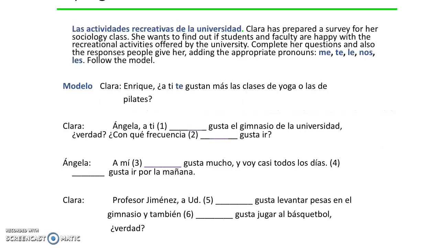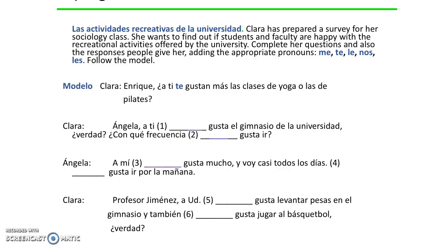Okay, so I have an activity here. What I want you to do is complete the questions by using me, te, le, nos, or les. There should be clues throughout here to let you know which pronoun to use. So go ahead and pause this. There's a second page, and then I'm going to do a reveal.